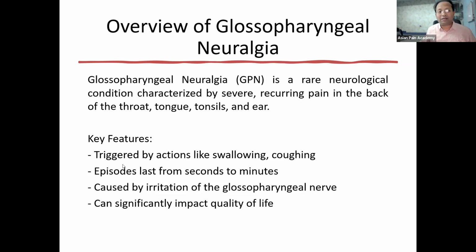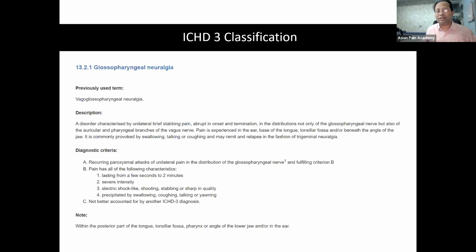So how is it triggered? Triggered by actions like swallowing, coughing. Many triggering actions can be similar in both cases. Episodes last from seconds to minutes, caused by irritation of the glossopharyngeal nerve, and can significantly impact quality of life. So this is a common description for any neuralgia.